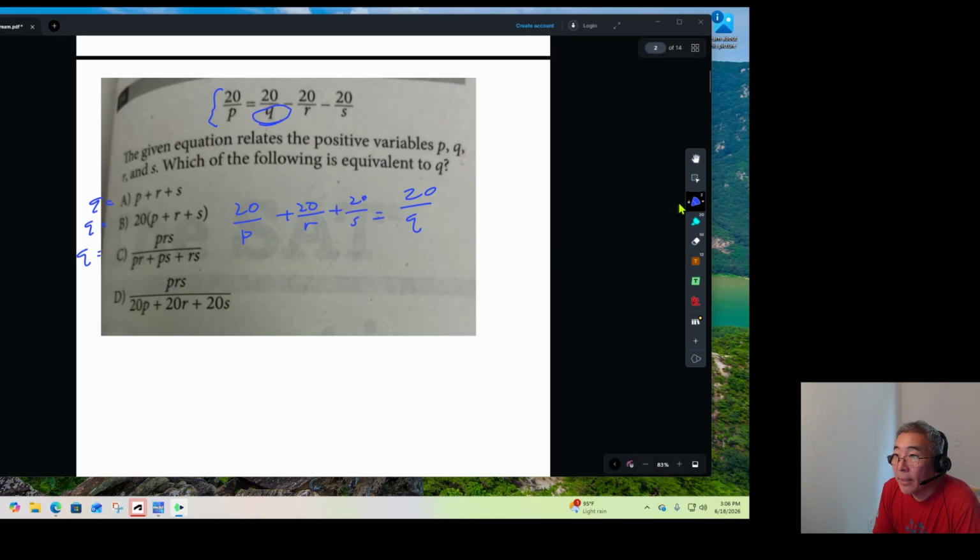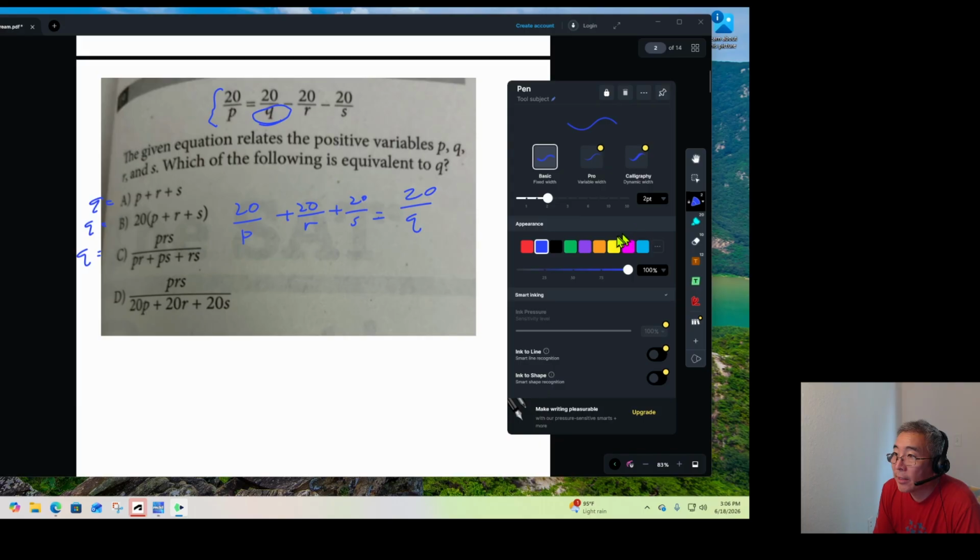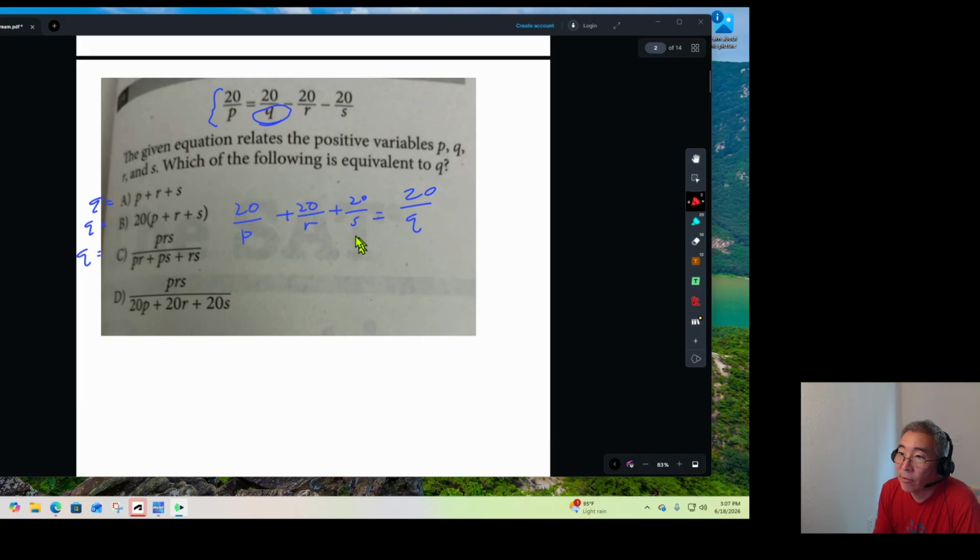And maybe you might say, hey, I can get rid of this 20. It's a common factor from both sides, so I could multiply both sides by 1 over 20, and then I'll get rid of all the 20s. So then I would have 1 over p plus 1 over r plus 1 over s equals 1 over q. At this point, you might recognize it from physics class, but if you don't, worry not. We're just trying to isolate q.